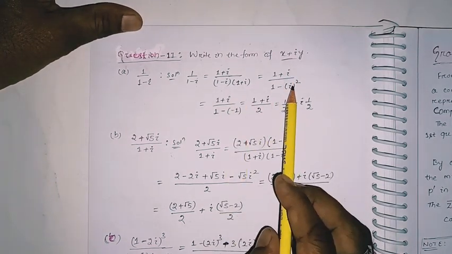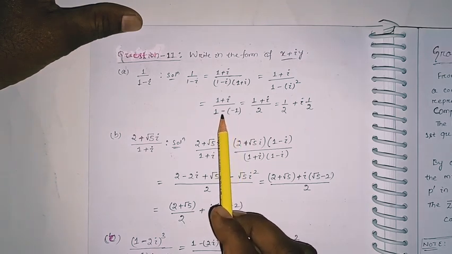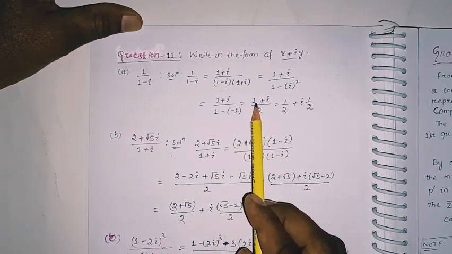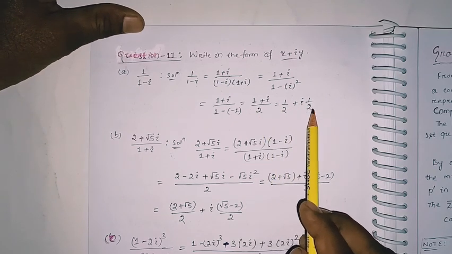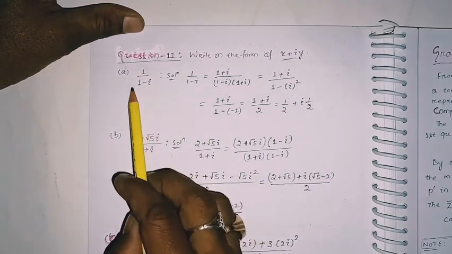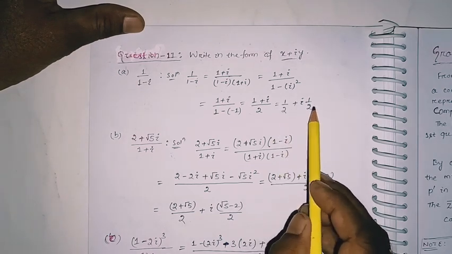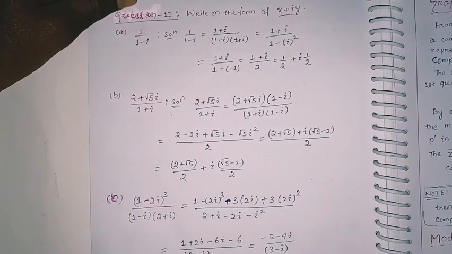1 plus i square is nothing but minus 1. So here, minus 1 minus 2 will be, so 1 plus i by 2. So this can be written as 1 by 2 plus i into 1 by 2. So for this case, the real part is 1 by 2, and the imaginary part is also 1 by 2.